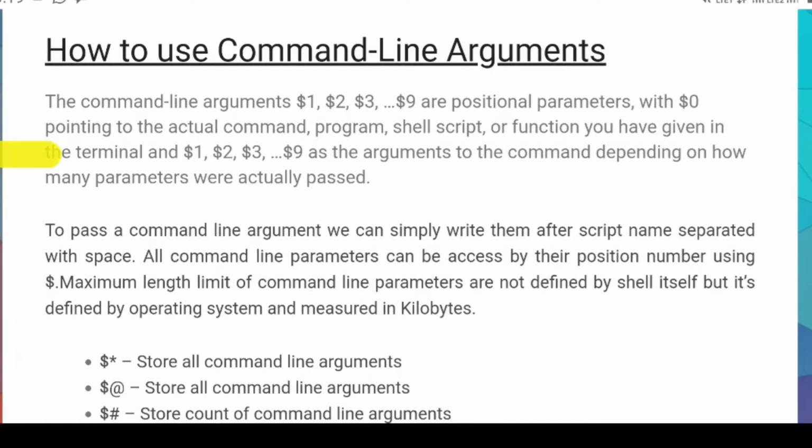Now let's see how to use command line arguments. As you know, in command line arguments, we denote the arguments with $1, $2, $3. That means argument 1, argument 2, argument 3, and so on up to the nth argument. You can define any number of arguments in a shell script. There is no limit defined by the shell script; it depends on the operating system you are using.